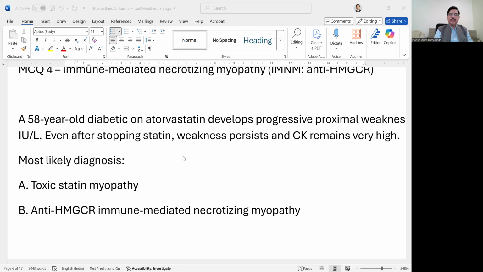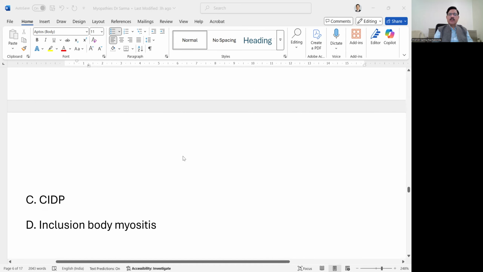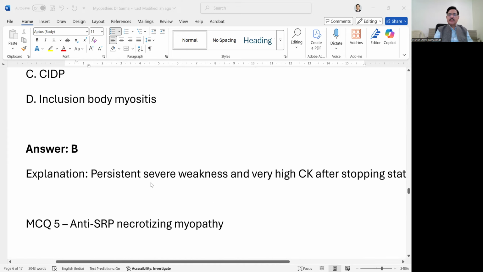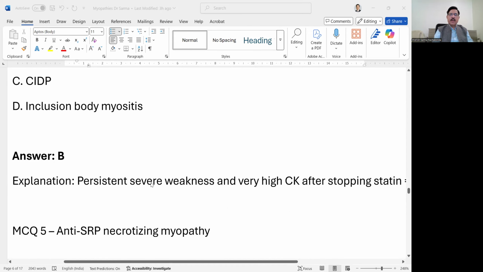CK is very high. If it were toxic statin myopathy, it would be there at the time of usage and resolve once you stop it. If it persists, it is immune triggered, the statin acting on HMG-CoA reductase. It's called anti-HMGCR immune mediated necrotizing myopathy, that is the answer. And of course, not CIDP and not inclusion body myositis. Persistent severe weakness, very high CK after stopping statin, that is called IMNM.